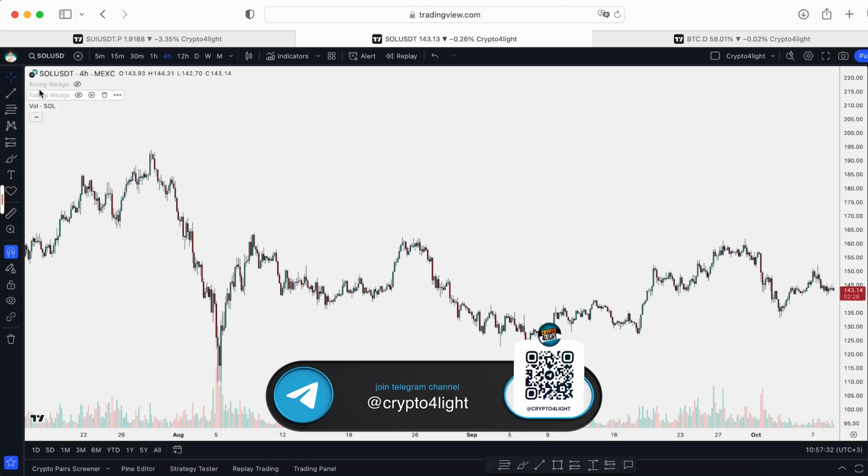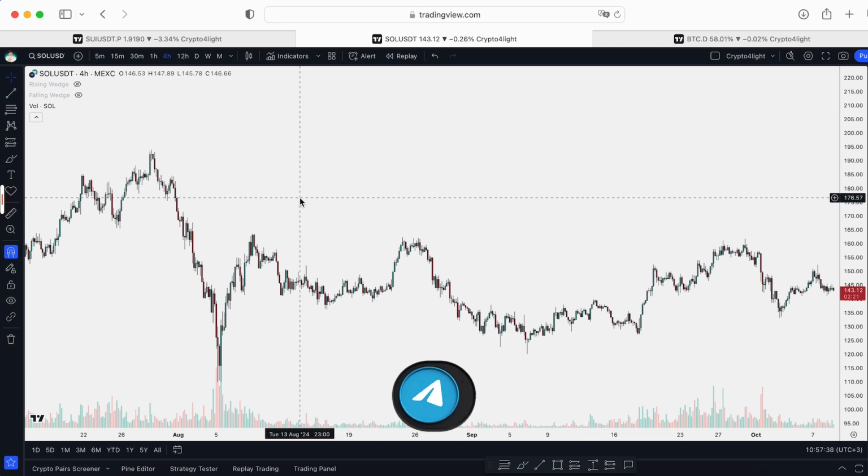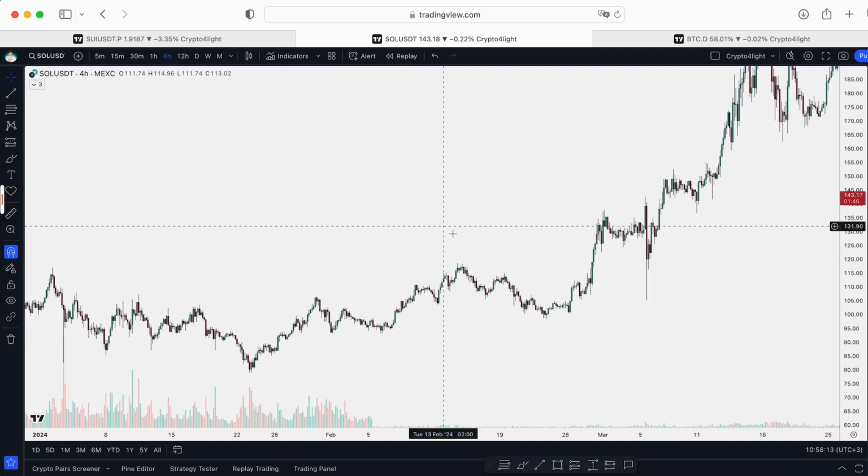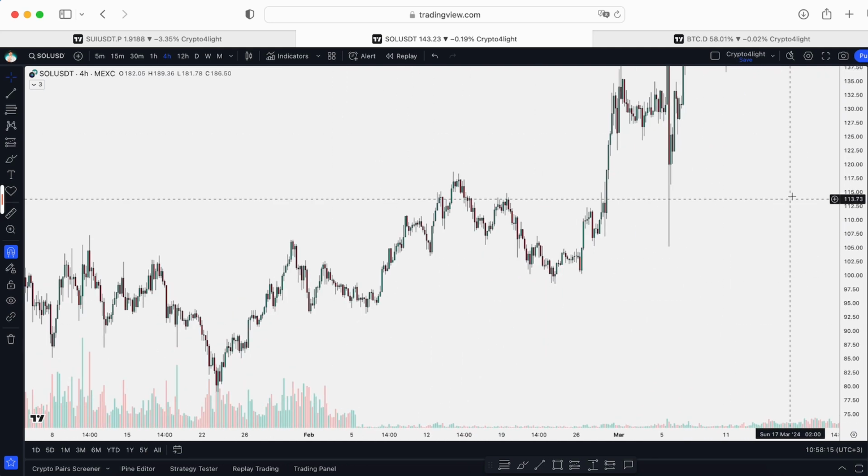Just go to indicators, and type rising wedge and falling wedge. I would like to show you how this indicator identifies it automatically on TradingView. It's totally free, but you will see that it's not always a perfect win rate. So this is a 4-hour time frame and we can go and find the wedges.